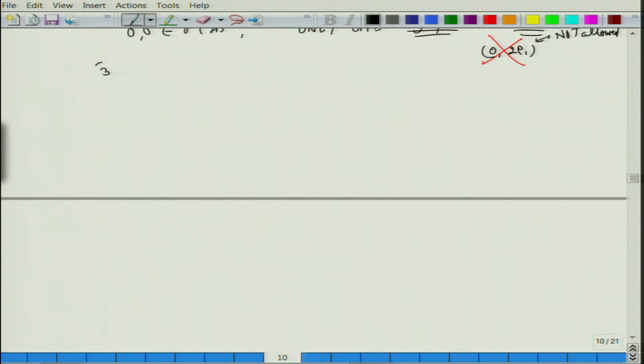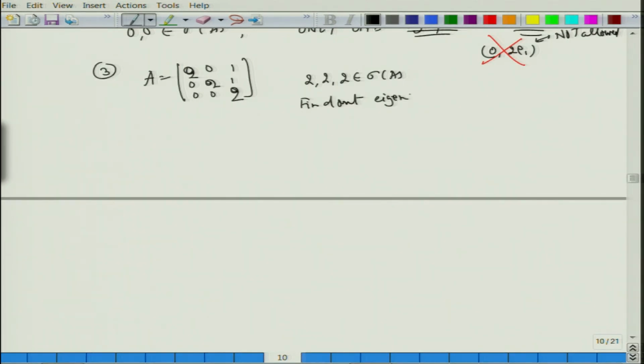Example 3. You can look at A as the matrix with 0 0 0, 1 0 0, 1 0 0 0. Or in place of this, let me put 2 here, 2 here, and 2 here. Then you can see that 2 belongs to sigma of A. Find the eigenvectors for A, or compute the dimension of the null space of A minus 2I. Compute this out and check how many eigenvectors you get. Is that okay? So try that out yourself.